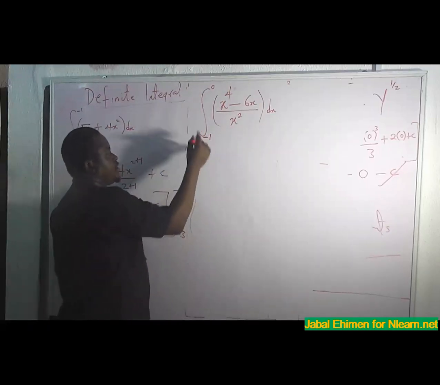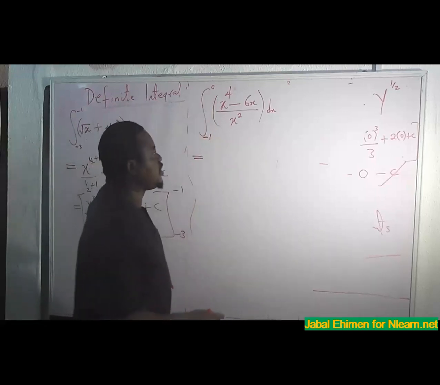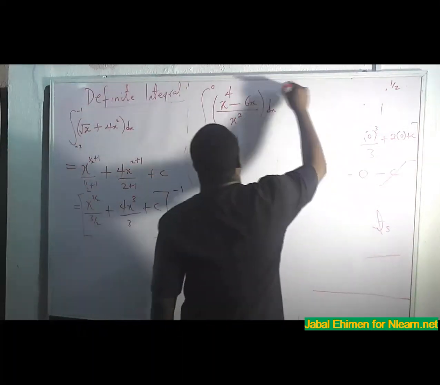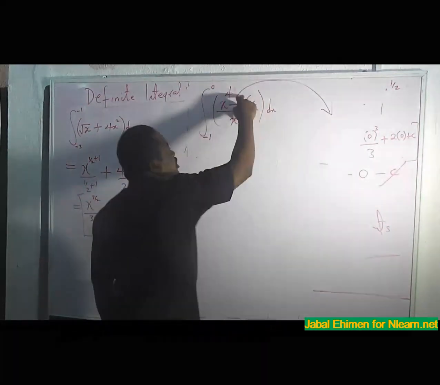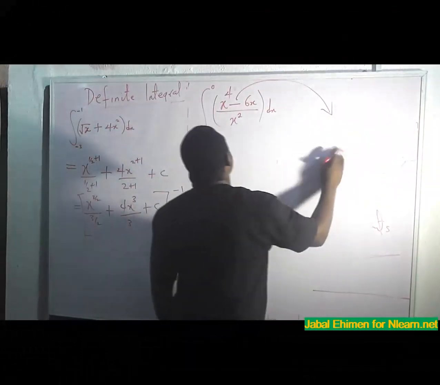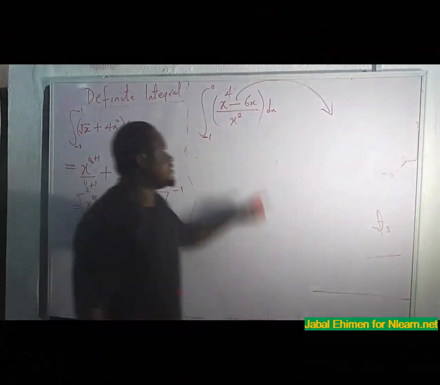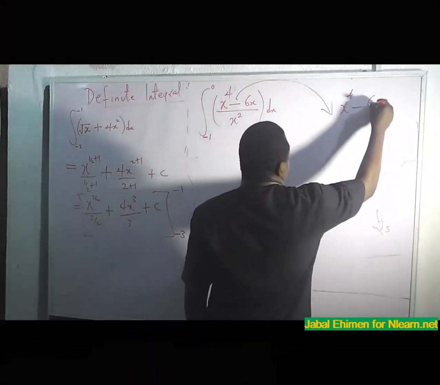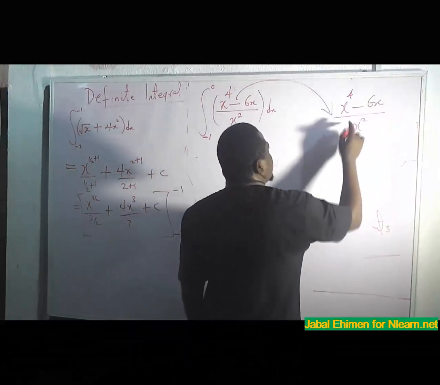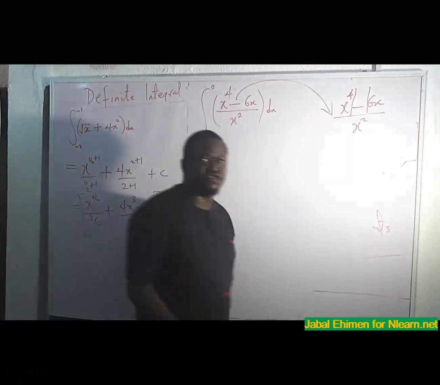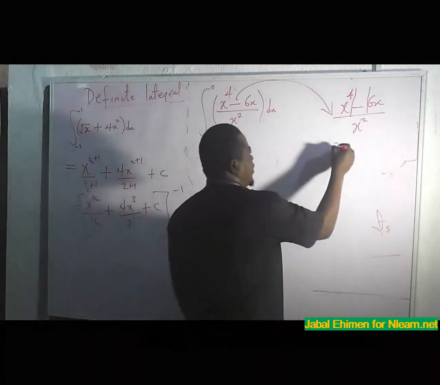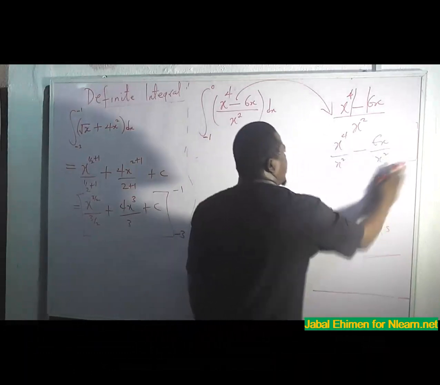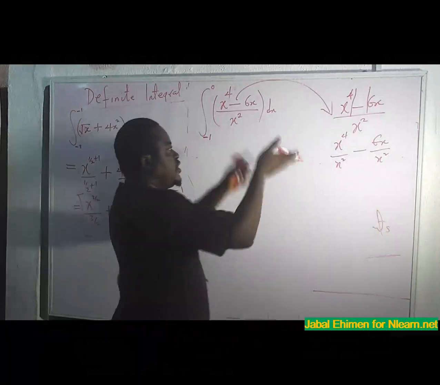Beautiful. So if you look at it, let's integrate it. But before you integrate it, you are going to write it in another form. You can write this same statement inside this bracket as x raised to power 4 minus 6x, divided by x squared. You can divide them in partition. When you partition the division, you have x to the 4 over x squared minus 6x over x squared. So in partitioning them, this for this, this for this.